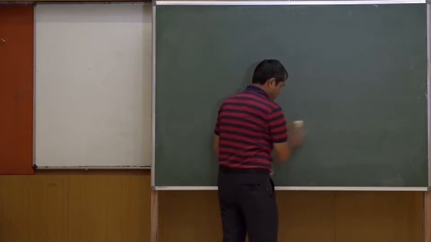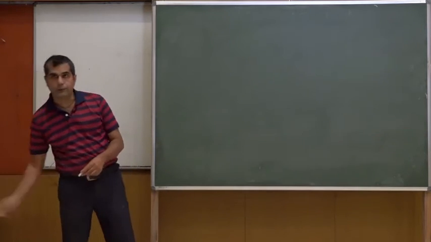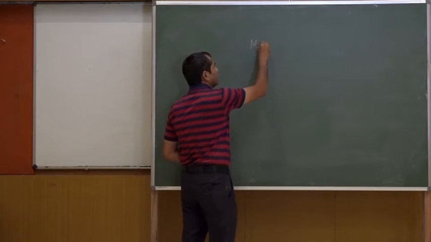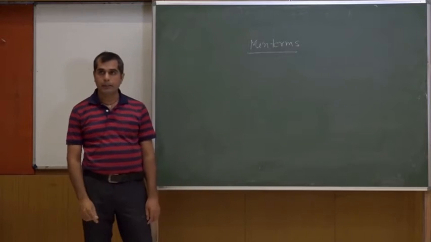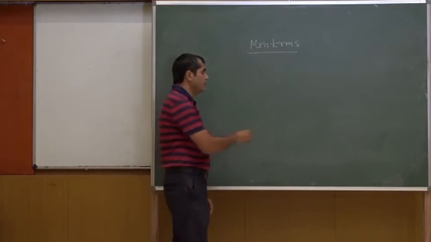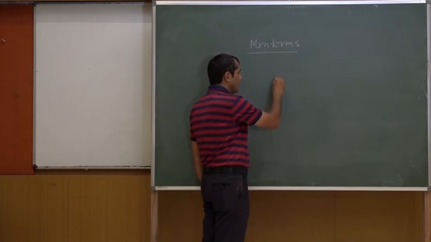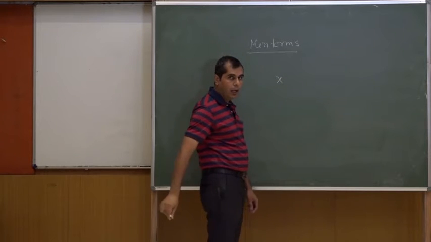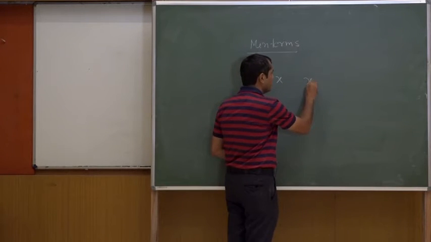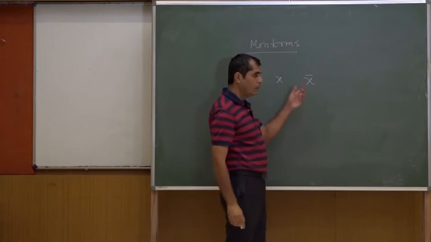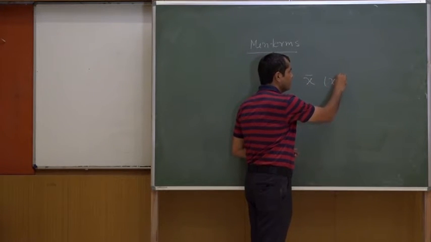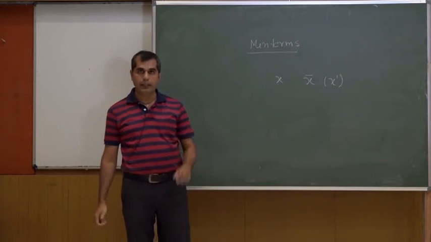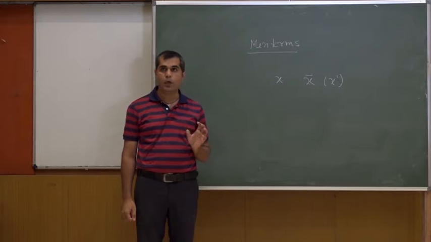The min terms are defined as follows. Let's say that we have a variable x. So x can be represented either in its original form x or as x bar, the complement of x. The complement of x is represented in this manner, and it may also be represented like this, x prime. So, a single variable may take either 0 or 1. So, there are two possible states for a single variable.